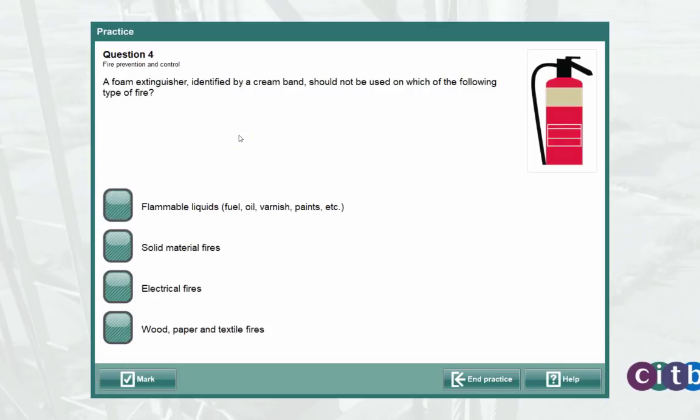A foam extinguisher identified by a cream band should not be used on which of the following types of fire? Flammable liquids, fuel, oil, varnish, paints, etc. Solid material fires. Electrical fires. Wood, paper and textile fires.